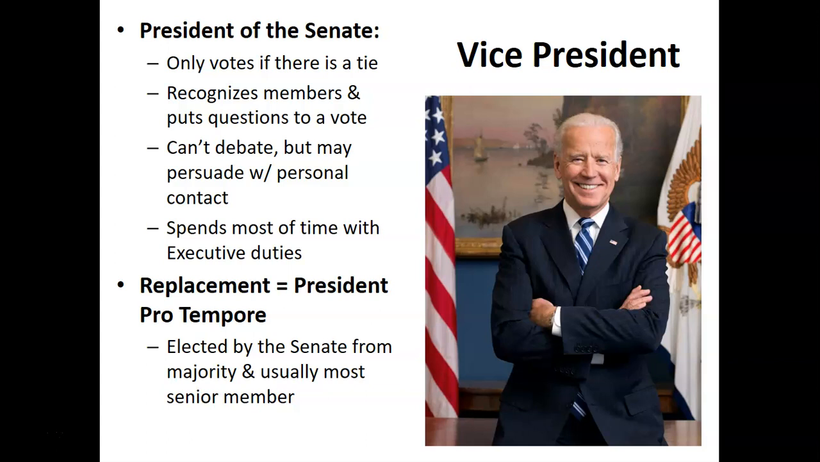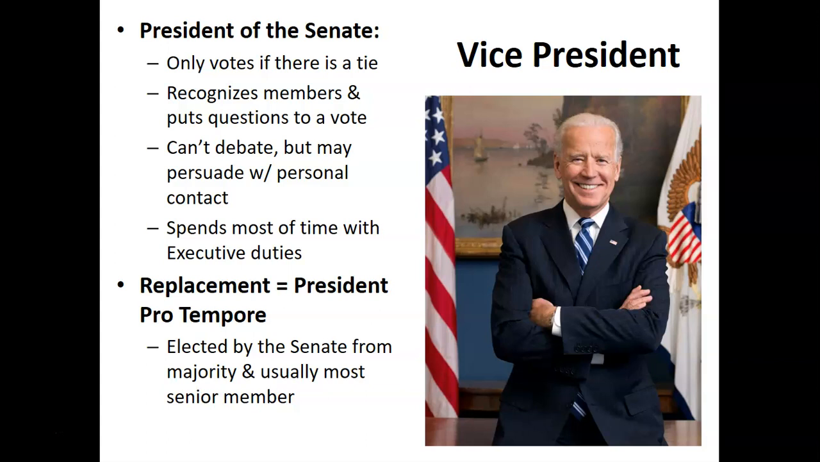Now, the vice president pretty much does two things in his role as president of the Senate. He only votes if there's a tie because it's an even numbered body with 100 total members. So the vice president will step in if there's a tie. And then pretty much just kind of runs things through, organizes it, and recognizes members, recognizes what they're talking about, and puts up questions to a vote. Those are the two main roles that the vice president plays within his role as president of the Senate.